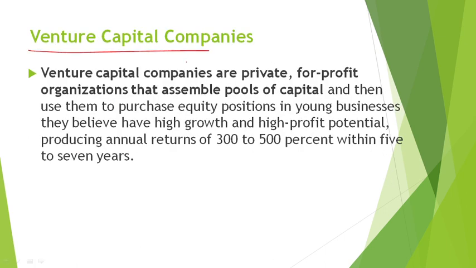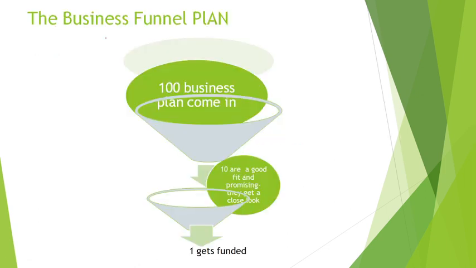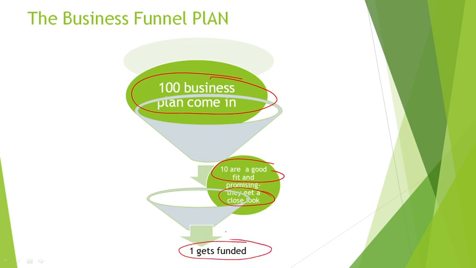Now, venture capital companies are private for profit organizations that assemble pools of capital and then use them to purchase equity positions in young businesses. They look for businesses with high growth and high profit potential, and if they are convinced, then they are going to invest, expecting annual returns of 300 to 500% within 5 to 7 years. If that criteria is satisfied, then venture capital companies are going to invest. If 100 business plans come in, 10 are a good fit and promising, they get a close look, and one gets funded. So this is the business funnel, showing how investment takes place.